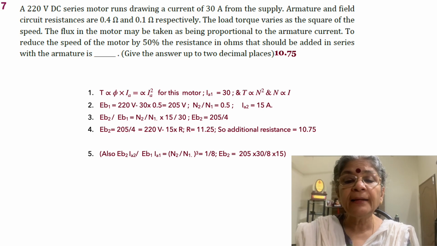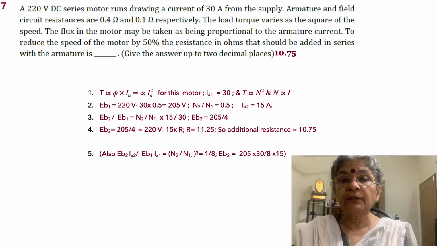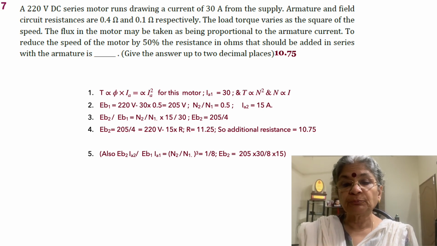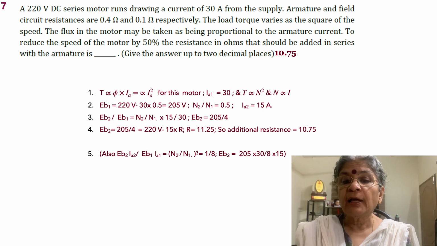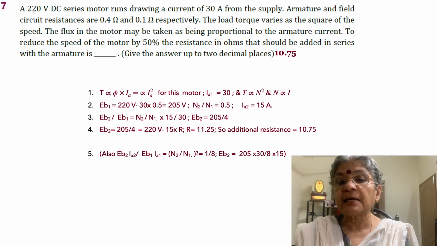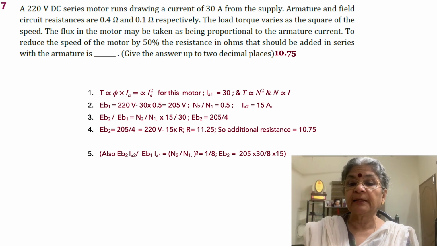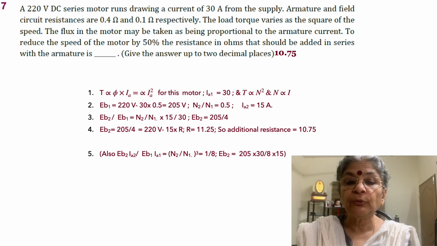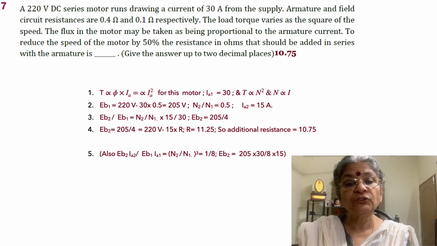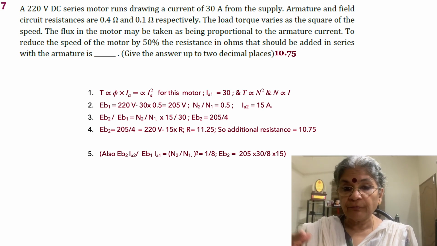Okay, so we see that EB1 is equal to, we have been given 30 amps and we already guessed that 220 minus 30 into 0.5, 0.4 plus 0.1 is 0.5, gives us 205 volt, and so N2 by N1, which is equal to 0.5, gives us IA2 also as 15 amps as was mentioned earlier, because IA1 is 30 amps. Okay, so all these things can be put together. EB2 by EB1 is equal to N2 by N1 into 15 by 30. Okay, because of the flux relationship.